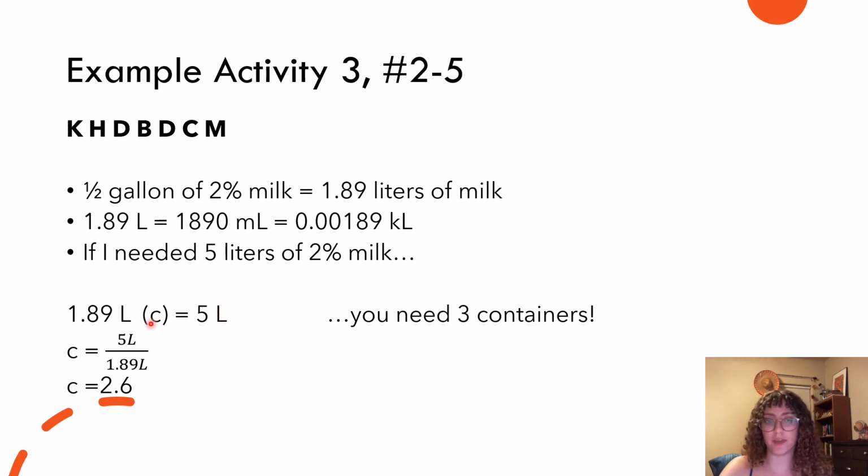So we need to figure out how many containers of 1.89 liters will give you 5 liters, if that makes sense. So to recap again one more time, you have 1.89 liters, you want to know how many containers of 1.89 liters will give you 5. So what you do is you just solve this equation that you've set up. So what I did is I divided by 1.89, so you end up with the containers equals 5 liters over 1.89 liters. I divided that out. I got 2.6 containers and I round that up to 3. So if I needed 5 liters of 2% milk, I would need 3 containers for those 5 liters.